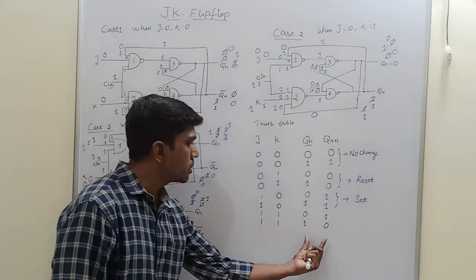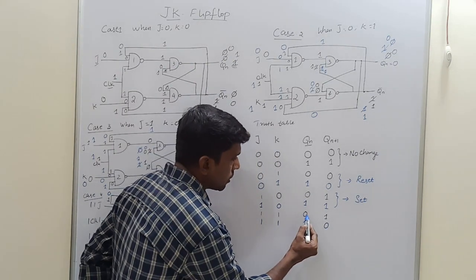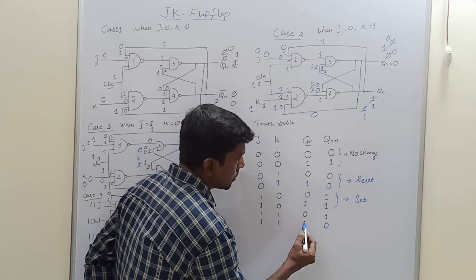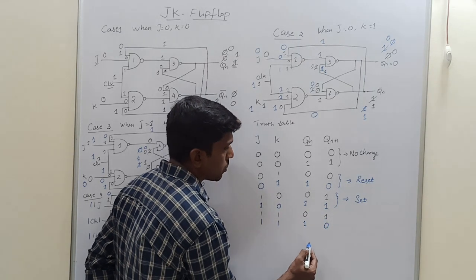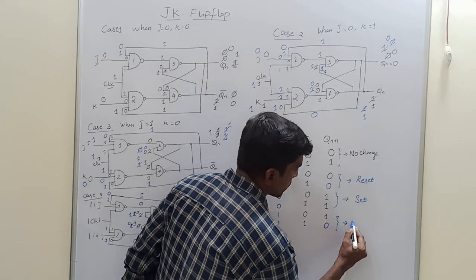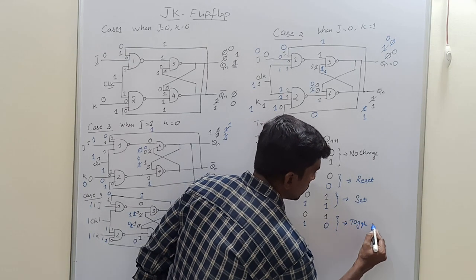So you just look at these two columns. Here Qn value is 0, Qn plus 1 is 1. Here Qn value is 1, Qn plus 1 is 0. So it's a toggle condition. It's a toggle state.